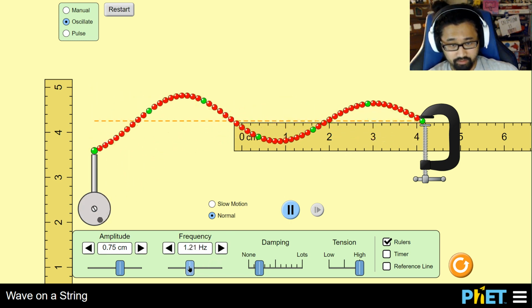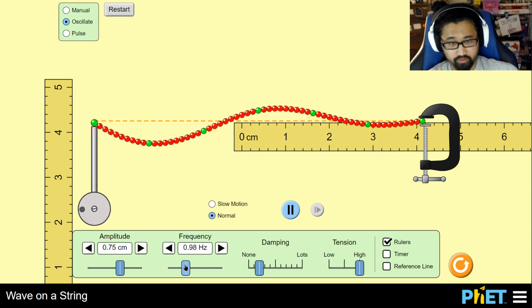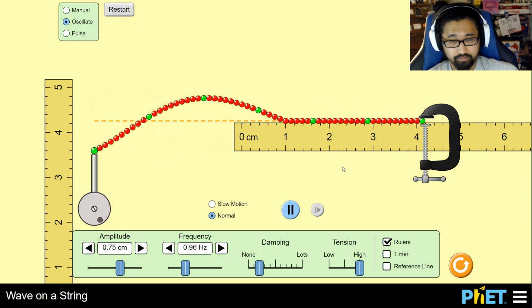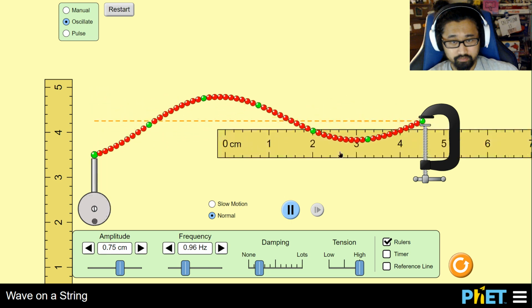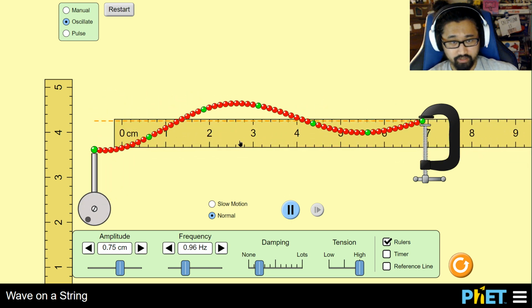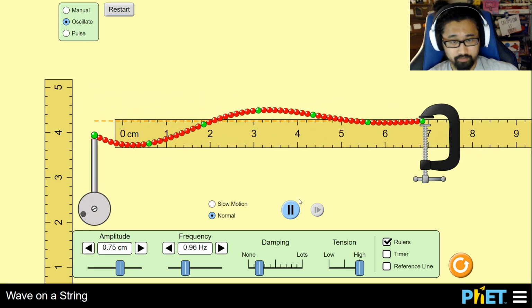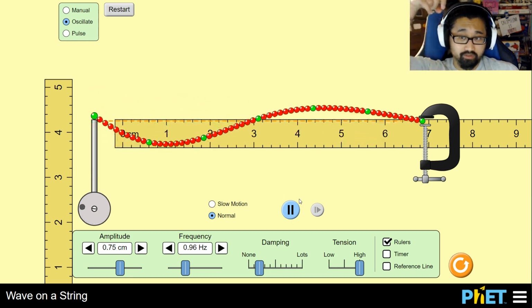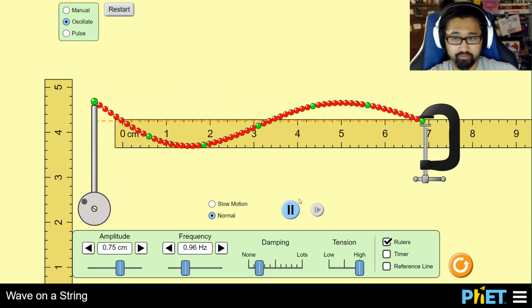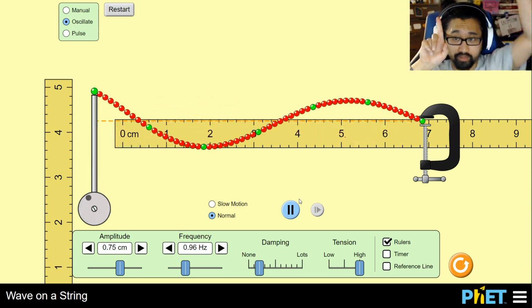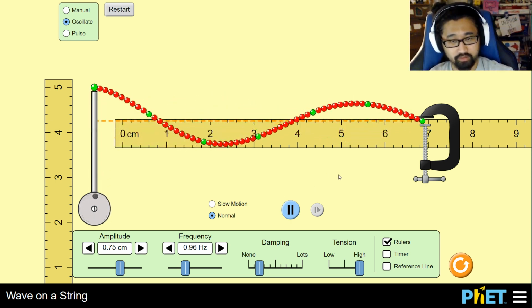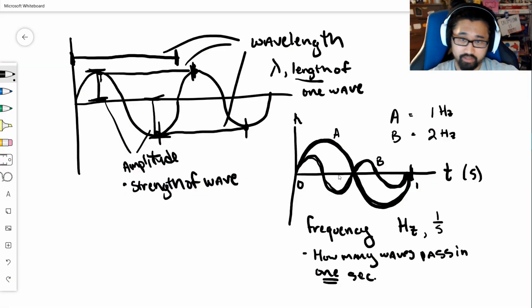If I decrease the frequency even more, if I bring it down to 1 hertz, the wavelength becomes almost this entire thing, right? Frequency goes down, wavelength goes up. Frequency goes up, wavelength goes down. Right? That is indicative of an inverse relationship.